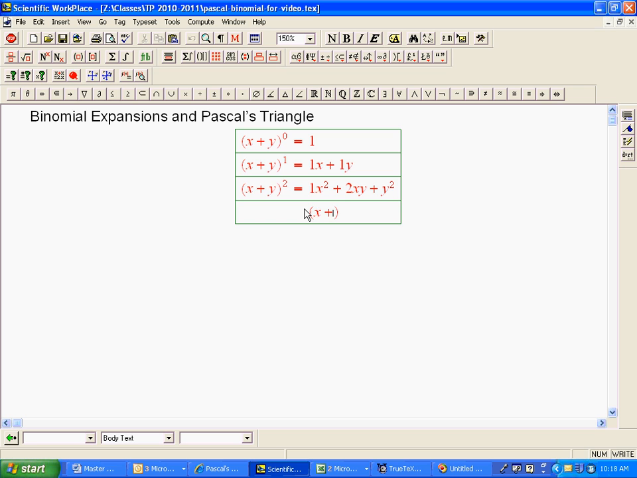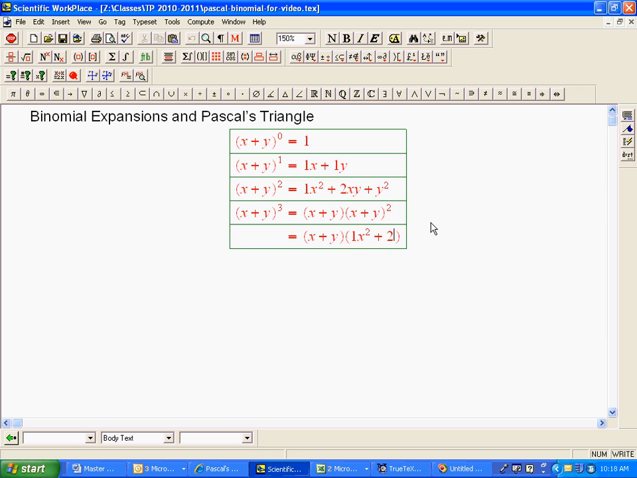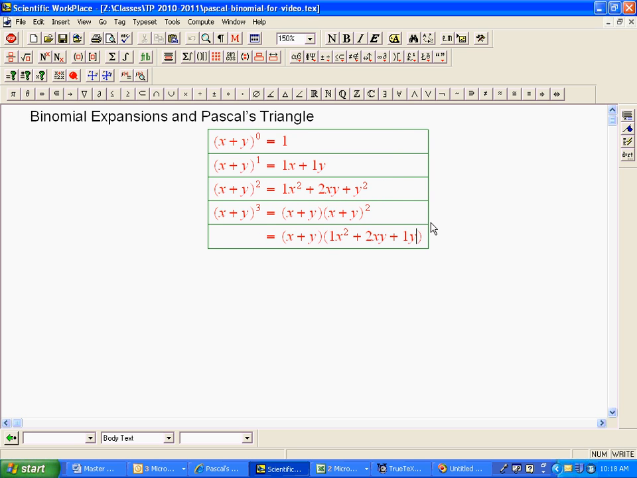Now let's look at x plus y cubed. Let's try and do this in a smart way. In fact, doing it in a smart way not only will save us work and be lazy like we always want to be, but it'll show us a pattern that's going to be able to be used. That's x plus y times x plus y squared. We don't want to multiply it all out again when we could use previous work. Okay, so that is 1x squared plus 2xy plus 1y squared.